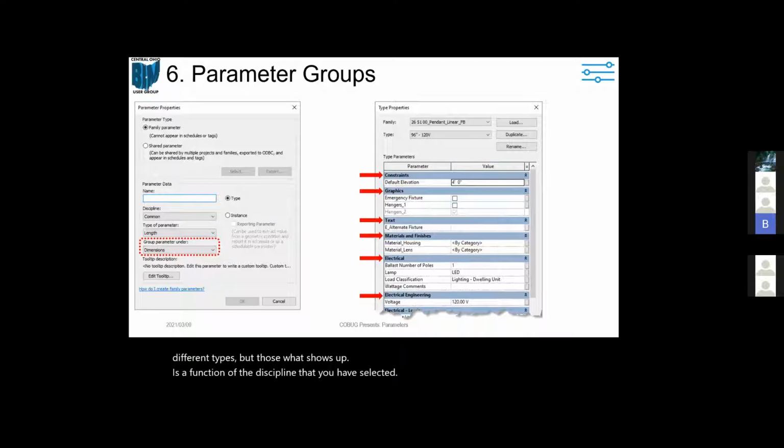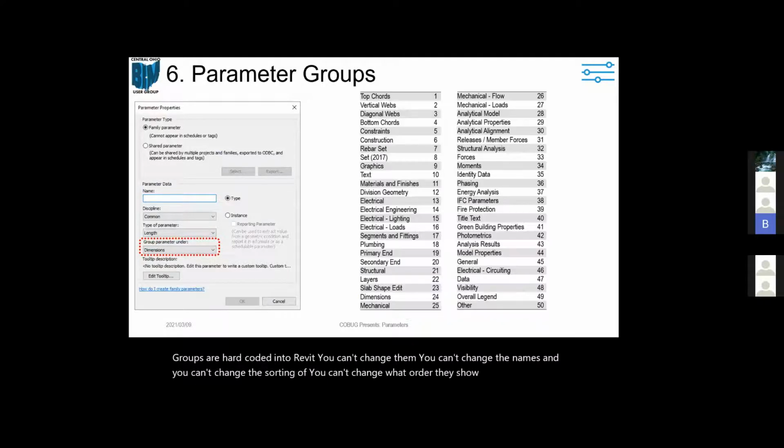Grouping your parameters determines where they will show up to the user within the type properties or within the instance properties. These groups are hard-coded into Revit. You can't change them, you can't change the names, and you can't change the sorting of them. You can't change what order they show up in. It's a little odd the way that they are ordered.